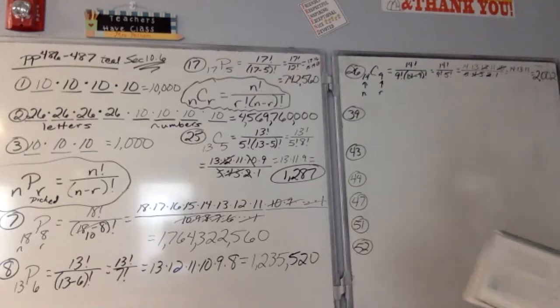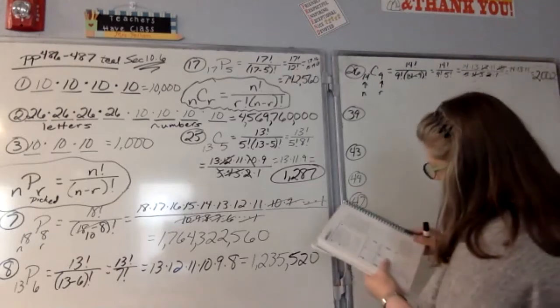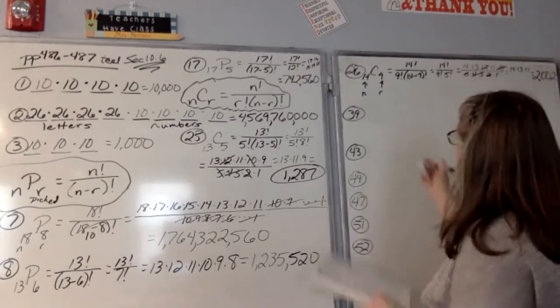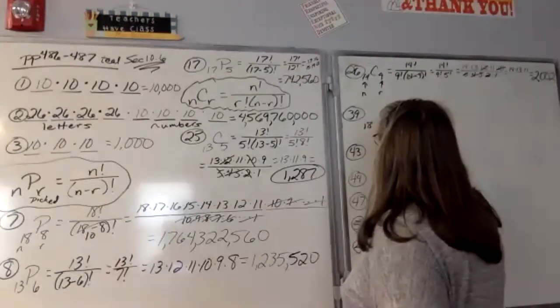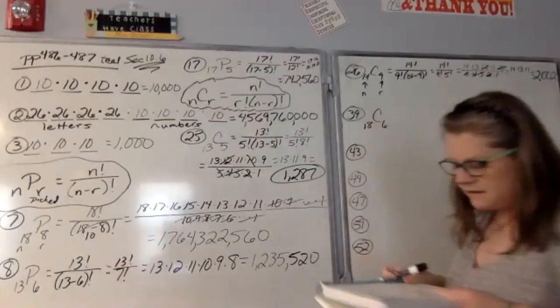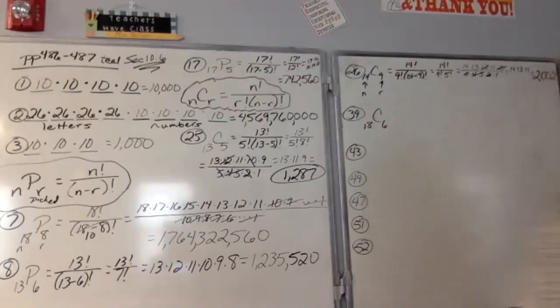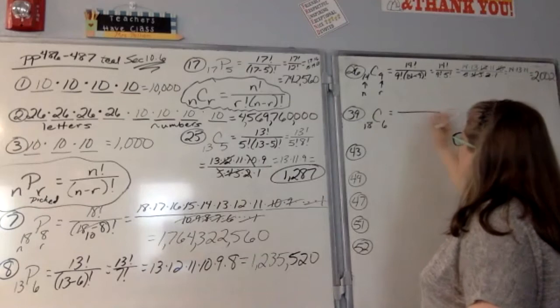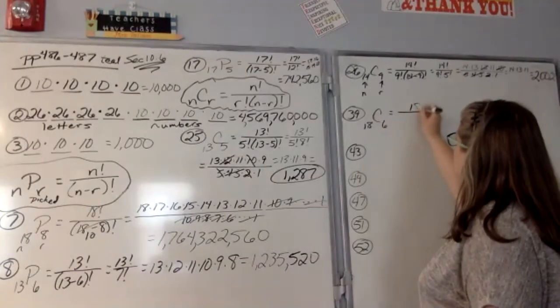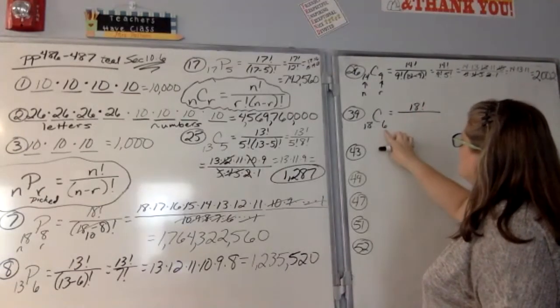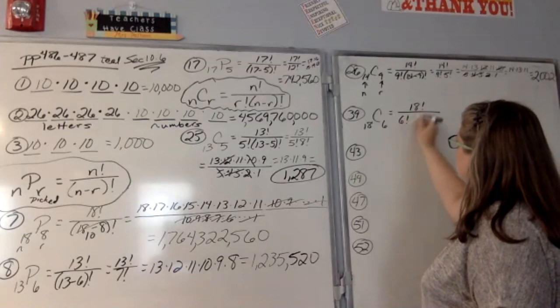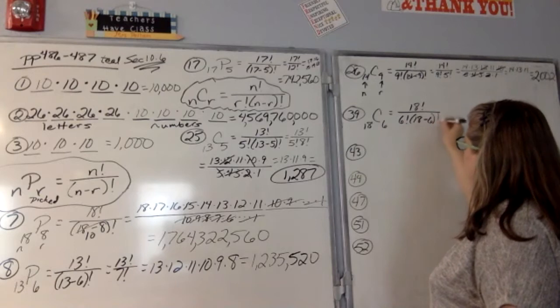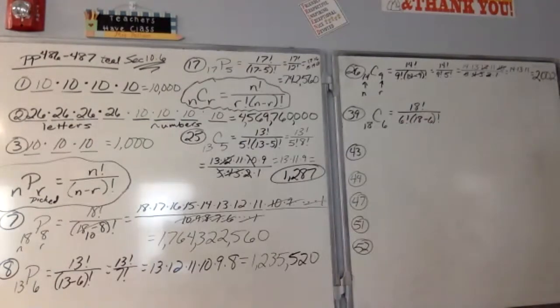Now, I skipped down to number 39. Number 39 says 18 combination 6. Is that right? Yes. So here's what we're going to do. 18 is my N, so I have 18 factorial. 6 is my R, 6 factorial. And then 18 minus 6 in parentheses, factorial.